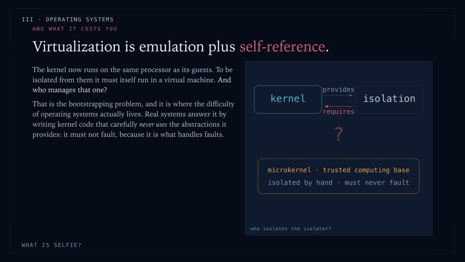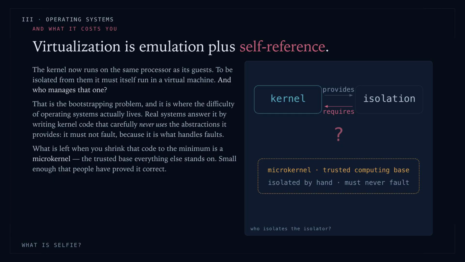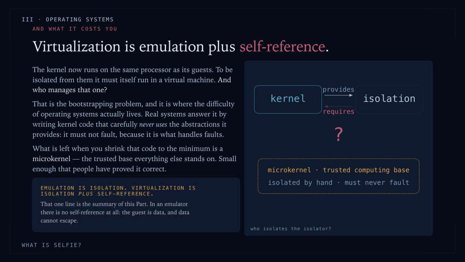That is the bootstrapping problem, and it is where the difficulty of operating systems actually lives. Real systems answer it with kernel code that never uses the abstractions it provides. It must not fault because it is the thing that handles faults. Or shrink that to the minimum, and what is left is a microkernel, the trusted base everything else stands on, small enough that people have proved it correct, or the whole part in one line.